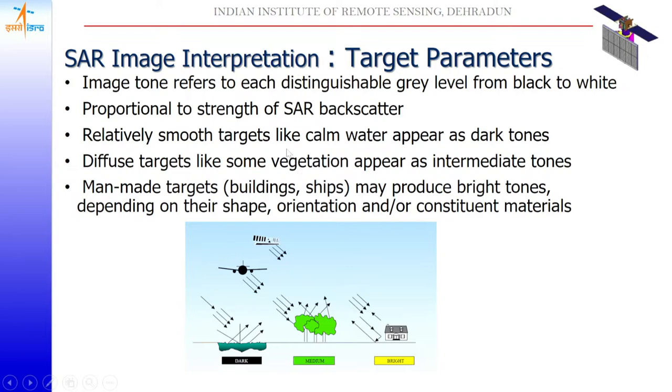Relatively smooth targets like calm water appear as dark tones. Diffuse targets, meaning those having some roughness and some vegetation, will have intermediate tones. Man-made, artificial targets like buildings and ships may produce bright tones depending on their shape, orientation, and material. So calm water bodies appear darker, vegetation appears as a medium tone, and man-made materials appear brighter in the SAR image.